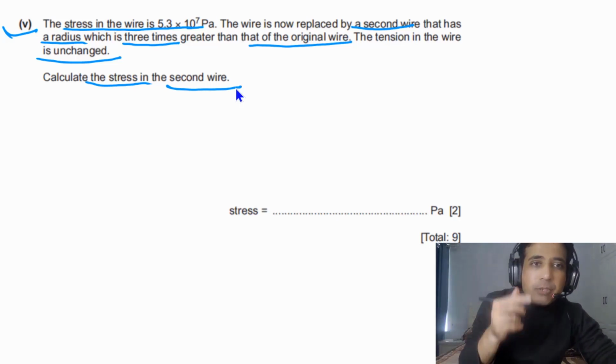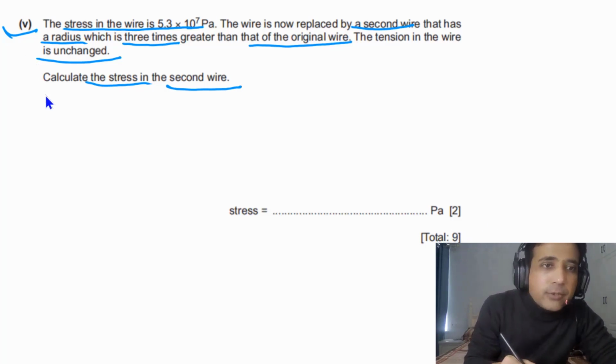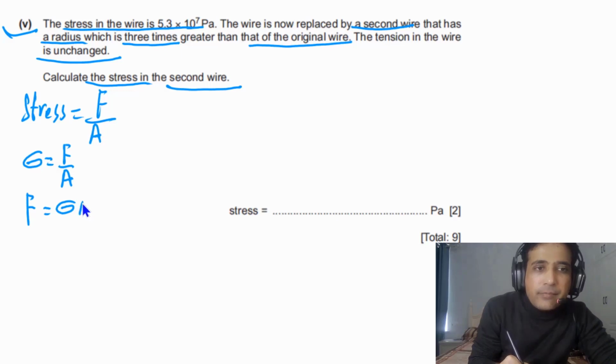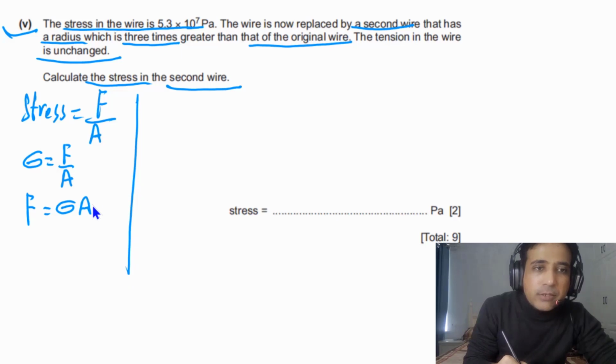Let me explain this one step by step, because this question has 2 marks, so you need to write it in a proper way. The first thing we need to understand is that stress is equal to force over cross-sectional area. In this case, force is the same. We can write sigma for stress, equal to force over cross-sectional area. In this case, F is the same, so the product of stress and cross-sectional area for the 2 wires is the same. This one is constant.